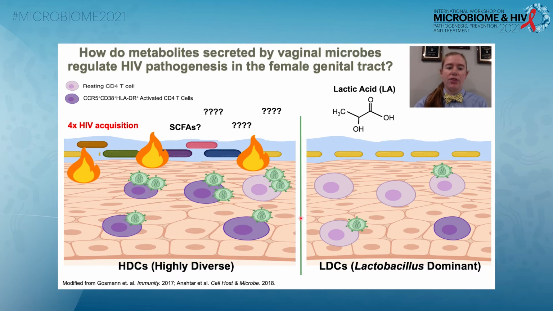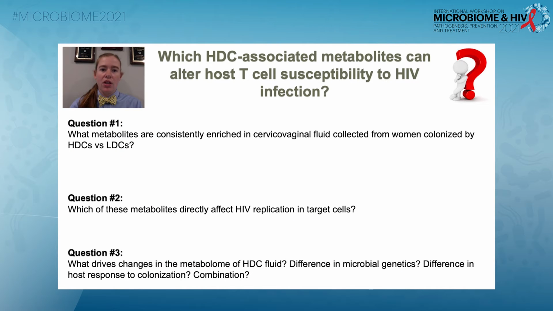However, we lack an understanding of how HDC-associated metabolites contribute to this process, mainly due to the inherent polymicrobial nature of the HDC community. So with that said, I want to address this question in the field, and to do that we're going to look at three main topics today. The first is, can we identify conserved changes in the HDC versus LDC metabolome? Two, could any of those changes affect HIV replication in target cells? And three, what's driving those changes in the metabolome? Is it differences in microbial metabolic machinery, host response to colonization, or both?